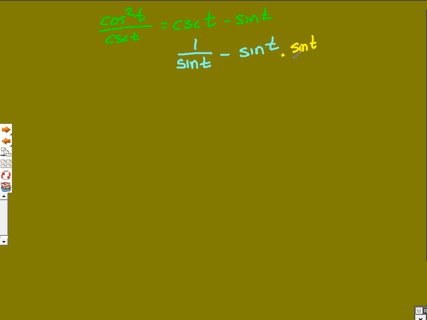So we're going to have sine of t and sine of t as your multiplication. So this part here, you still have 1 over sine for the first, and then this is now going to become sine times sine, which is sine squared over sine. So now I can combine those into the one fraction.